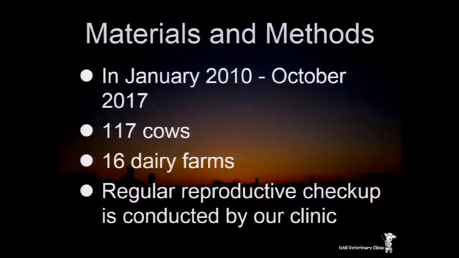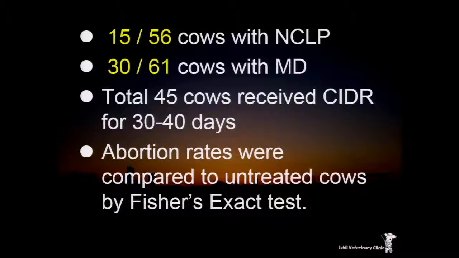From January 2010 to October 2017, 117 cows in 16 dairy farms on which reproductive checkup is conducted by our clinic every month. 15 cows out of 56 cows with NCLP, 30 cows out of 61 with MD, total 45 cows, received SIDA for 30 to 40 days. Abortion rates were compared to untreated cows by Fisher's exact test.